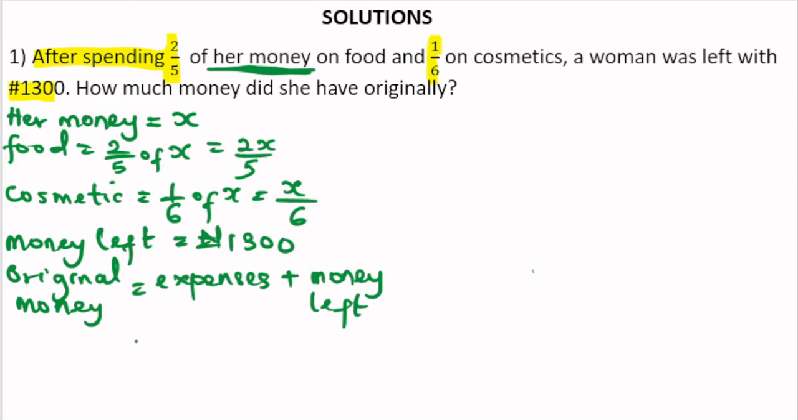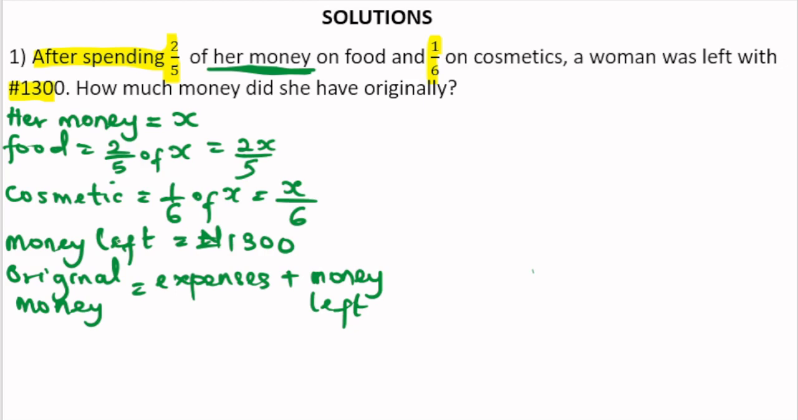So let's relate this to real life happening. Let's assume I actually went to the market to get some things, and then I had some money left after buying everything I needed to get. So when I got home and I want to know the actual amount of money I took to the market, I'm going to calculate the money spent on everything I got in the market plus the balance I had when I got home. That will give me the original money.